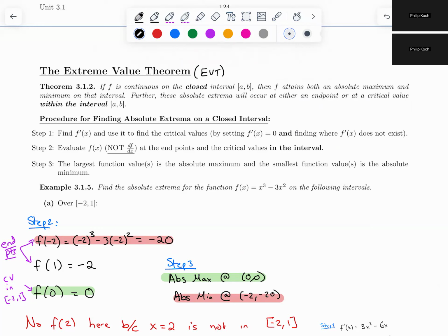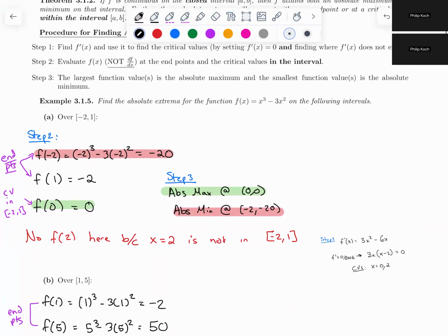Step 3 is then saying, I don't know which one it's going to be, so I'm going to evaluate the function at all those spots to see which one gives me the largest value, which will be the absolute maximum, and which one gives me the smallest or the most negative value, which will be the absolute minimum.